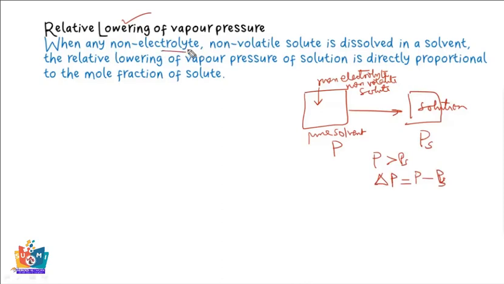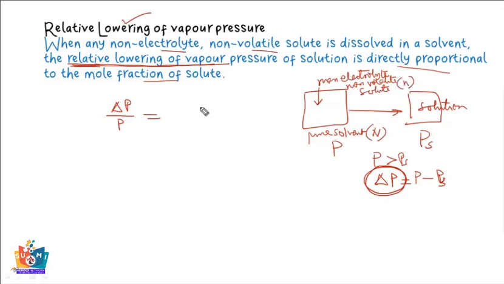Now, when any non-electrolyte, non-volatile solute is dissolved in a solvent, the relative lowering of vapor pressure is directly proportional to the mole fraction of solute. Lowering of vapor pressure is delta P, but delta P divided by original vapor pressure is the relative lowering of vapor pressure. You are comparing the change with the original, so the word relative comes here. It is directly proportional to the mole fraction of solute. Pure solvent has number of moles capital N, and solute will have number of moles small n, and the mole fraction of solute will be small n divided by small n plus capital N.